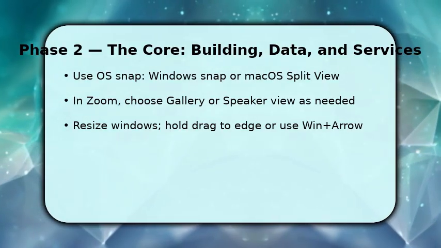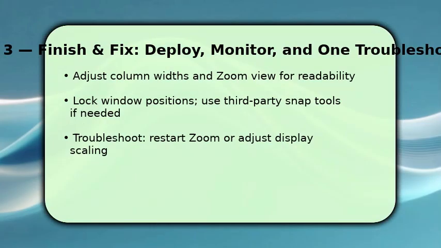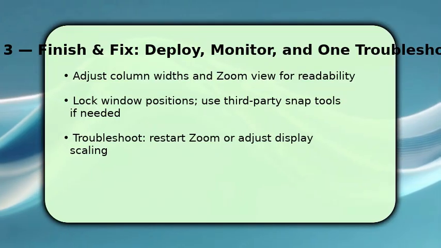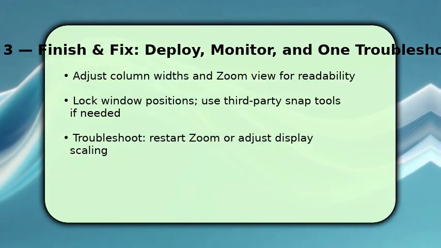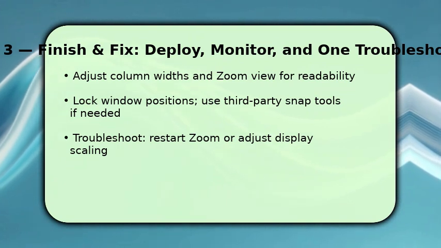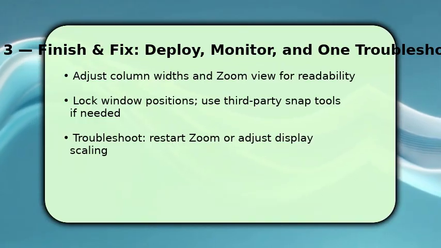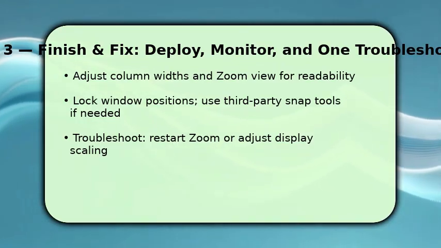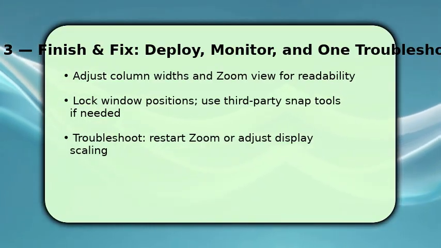Finish by fine-tuning sizes. Drag window borders until text and video are clear. You can change Zoom's view and hide non-essential panels to maximize space. If layouts shift on reconnect, lock positions or use a snap utility like Fancy Zones for consistency. If something goes wrong, such as blurred text or frozen video, restart Zoom first, then check display scaling settings. 100% scaling is usually best.